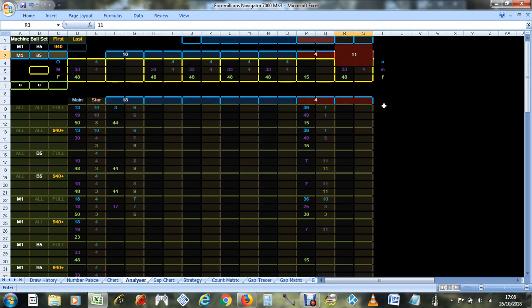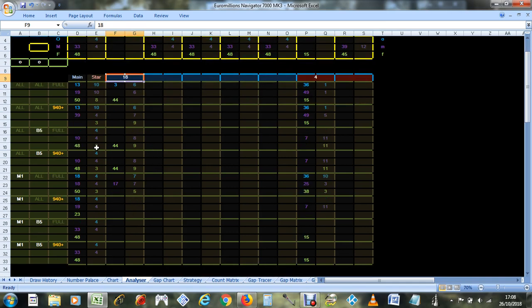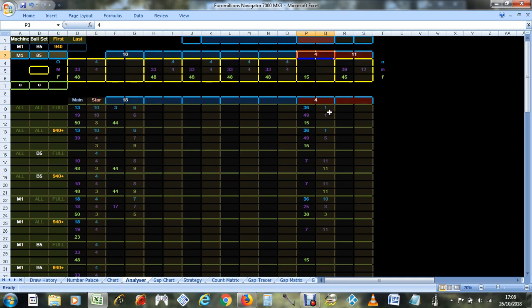However, I'm going to pick number 11 because it stands out in 2 different ways with star number 4. Now, it doesn't stand out with 18, doesn't stand out on the main chart, but it certainly stands out with star number 4. So I'm going to do an analysis now for star number 11.